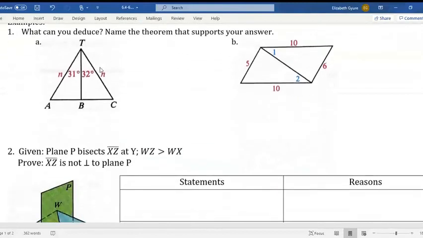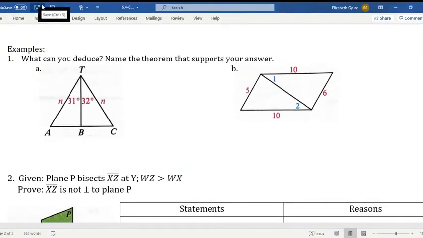All right, so really we just have a couple examples. I wanted to throw a proof in there so that way we could look at that together. It was going to be on your homework, but I put it on the notes instead. So you're welcome. So for this, it's just asking, what can you deduce? Name the theorem that supports your answer.